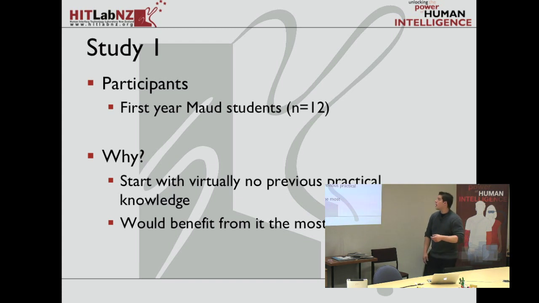So the first study is about pure tone and masking audiometry. Participants: first year Master of Audiology students. As I mentioned earlier, really small classes, only 12 students, so 12 subjects. Why did we choose them? Well, they are first years. They basically have no previous practical knowledge of the field, and they would be the ones who would benefit the most from it.